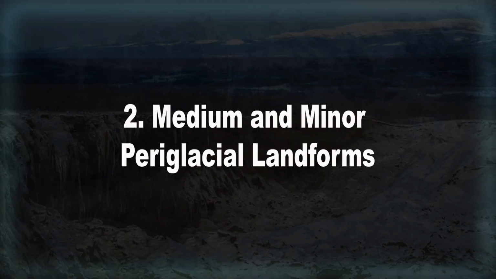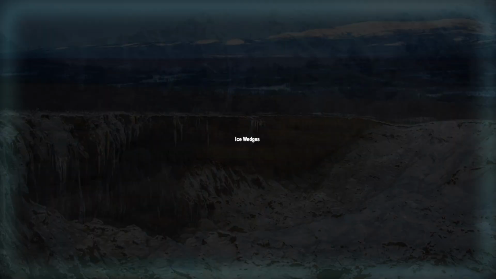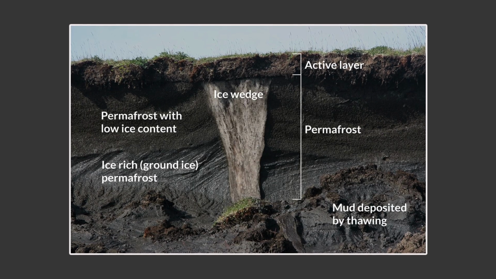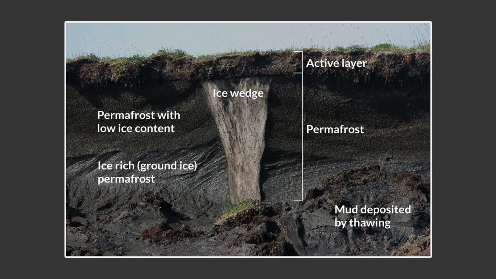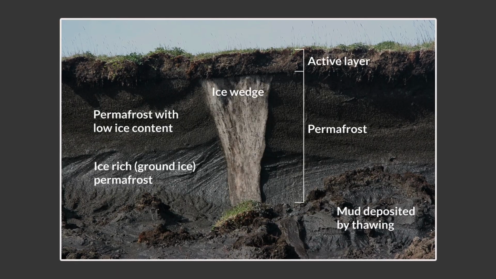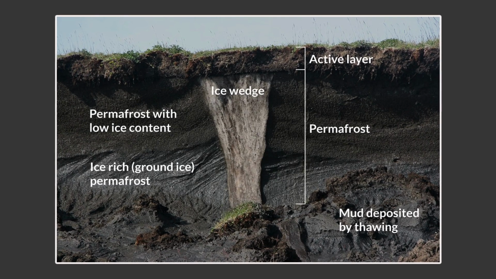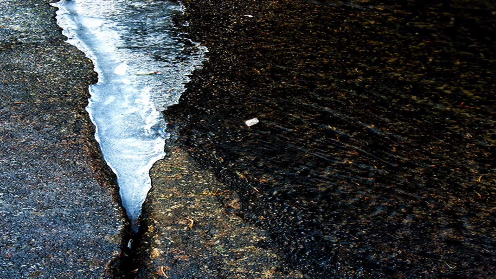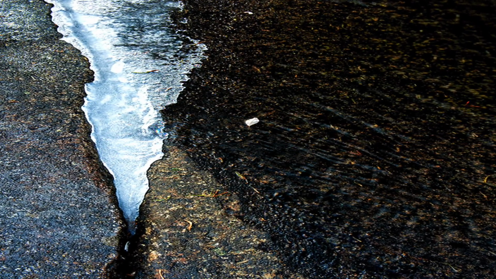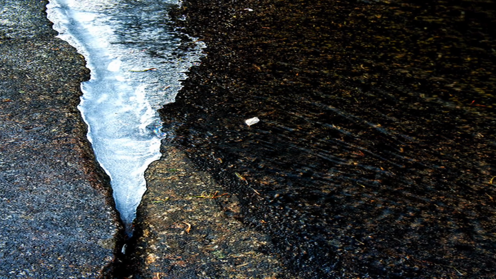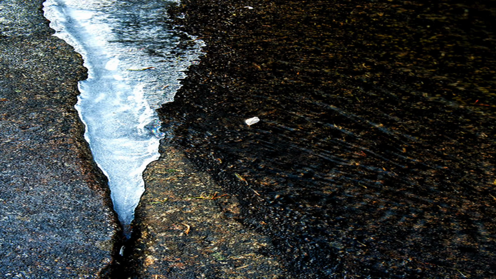Now, medium and minor periglacial landforms. Begin with ice wedges. The ice wedges are ice-filled cracks or fissures in the ground that often extend below the permafrost mantle. These are V-shaped, typically vertical, and appear milky white because of numerous tiny air bubbles inside.